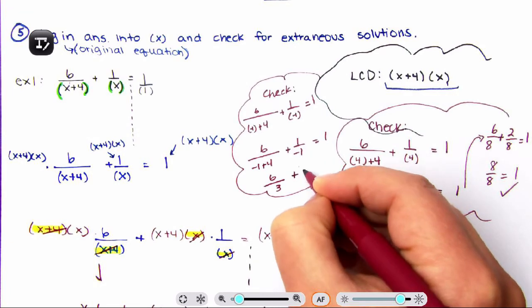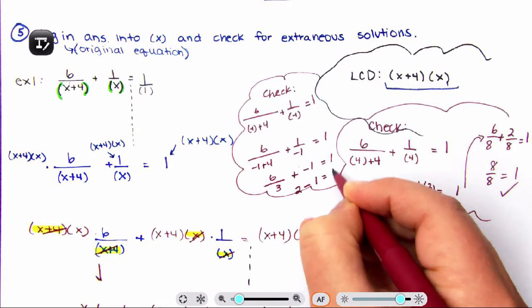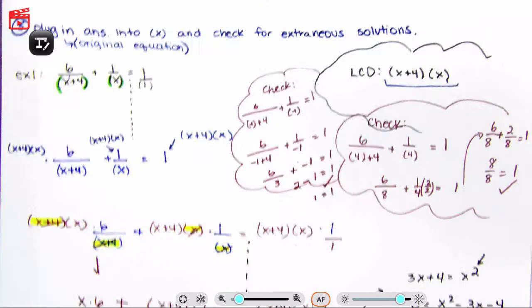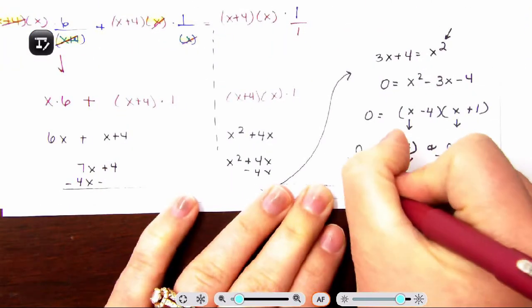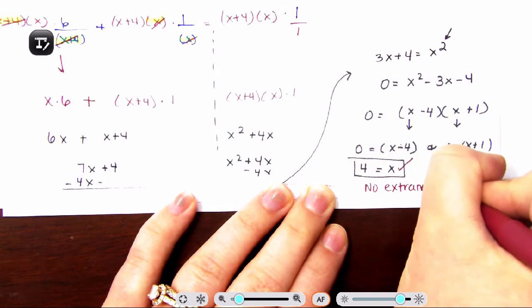Oh, let's simplify that. That will make it better. So I have 2 minus 1 is equal to 1, and yes. So that means I actually do, in fact, have both answers being my solution, and there are no extraneous solutions.